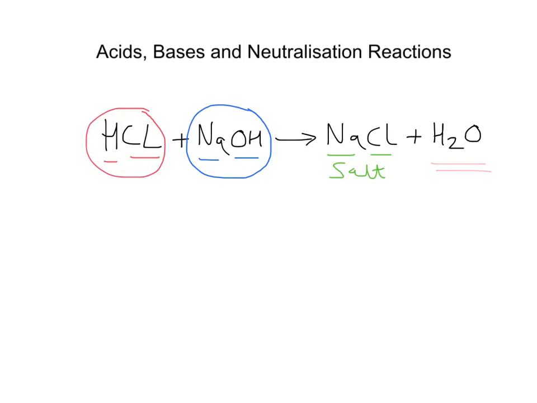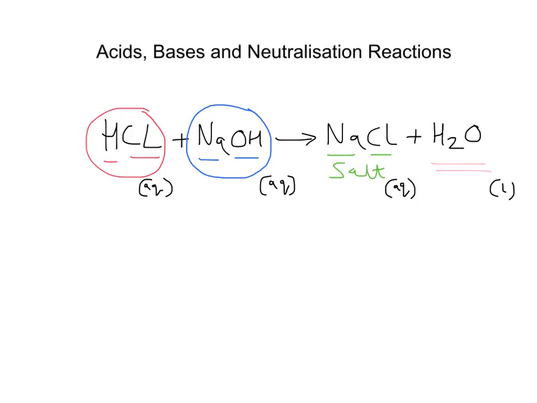But one thing that is missing here is something called state symbols. So we're going to put those state symbols in. Now after HCl, technically I should have put the letters AQ. After NaOH I should have had the letters AQ. After NaCl also I should have had the letters AQ, and H2O should have had the letter L after.